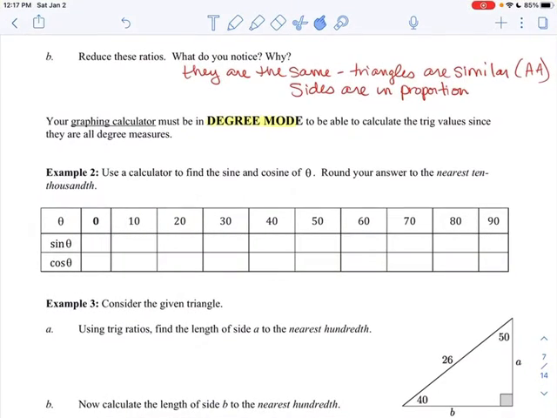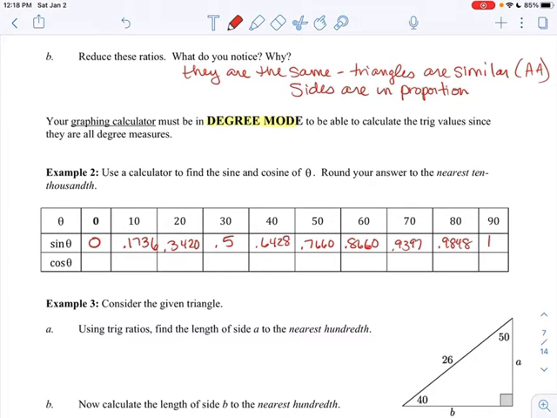All right, so let's go back and we'll write these down in our notes. So the sine of 0 was 0, 10 was 0.1736, 20 was 0.3420, 30 was 0.5, 40 is 0.6428, 50 was 0.7660, 60 is 0.8660, 70 is 0.93977, 80 was 0.9848, and 90 was 1.